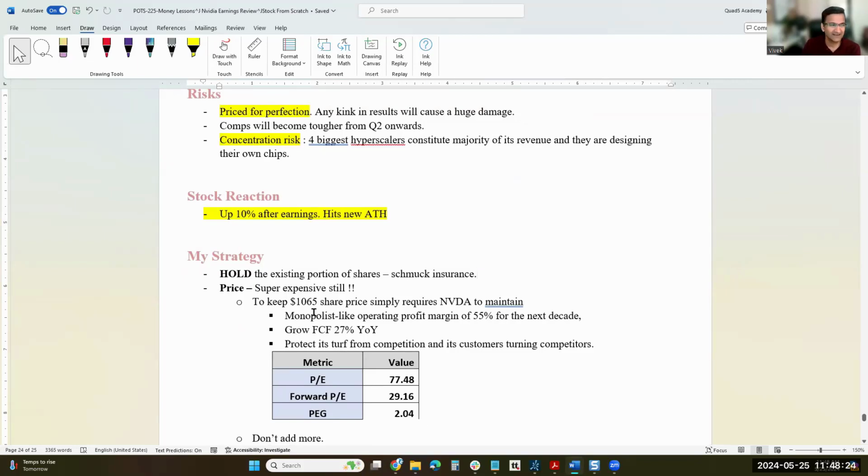Talk about valuation. I think it is still expensive because the current price requires Nvidia to maintain operating profit of almost 60%, grow their free cash flow at almost 30% year over year for the next 10 years, and all the while protect its turf from its competition, like AMD or other vendors who are now getting the same acceleration through software rather than at a chip level. There are many startups working on this.